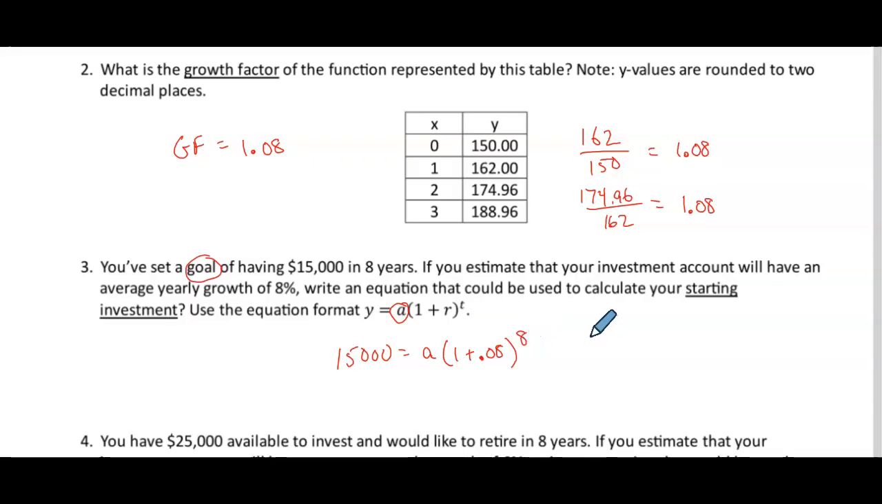It doesn't say to solve this, but if I wanted to, I could just do 1.08 to the 8th, figure out what that is, and divide it under the 15,000. That would tell me what I started with. But it doesn't ask me to do that, it just says to write an equation. So this would be the equation, leaving the correct variable unknown.